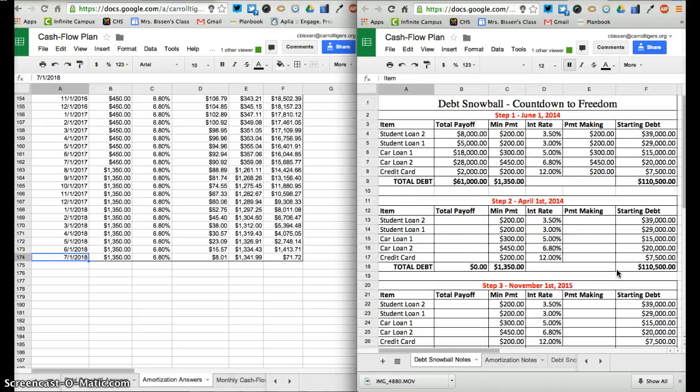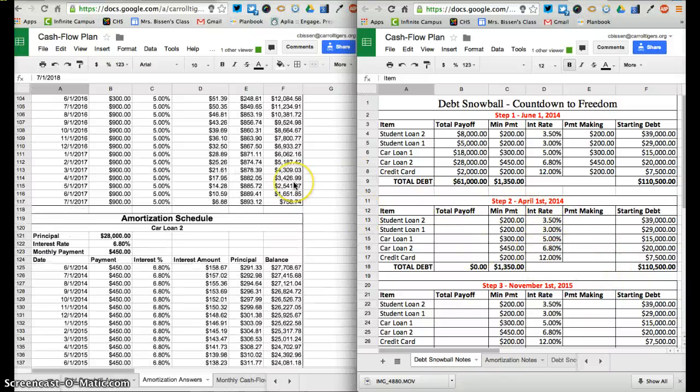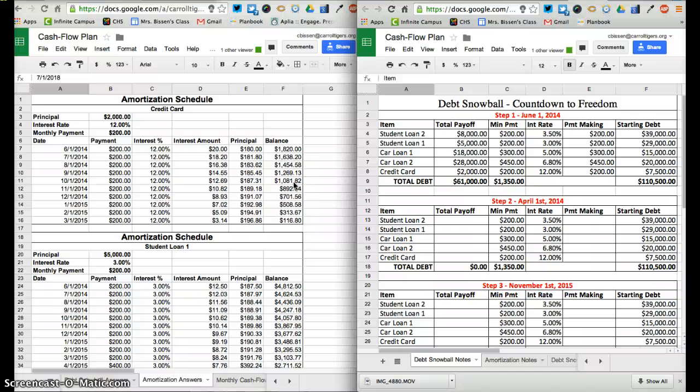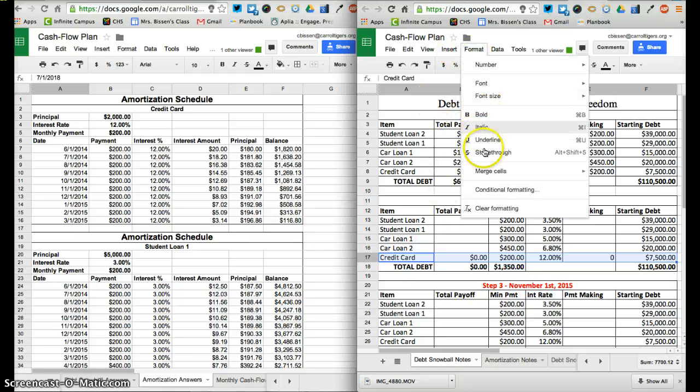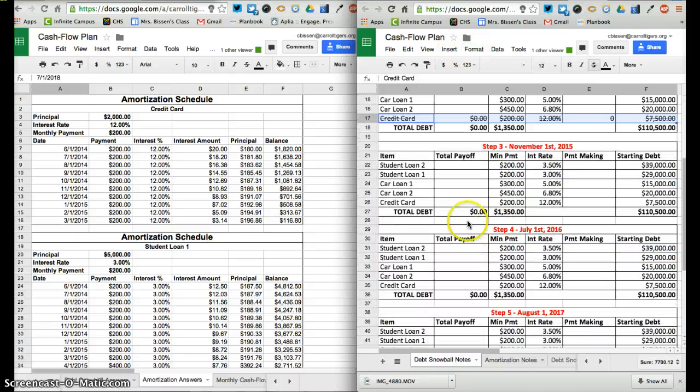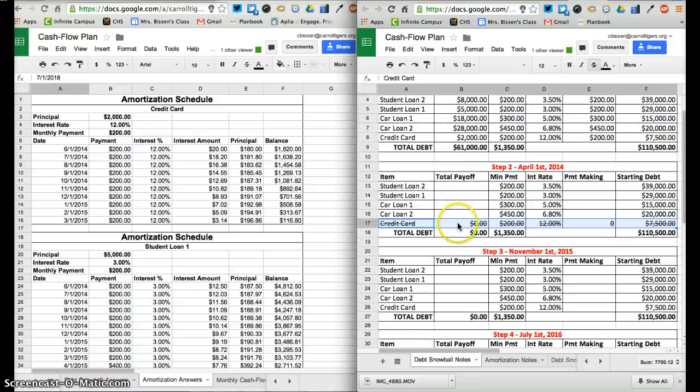Okay, so now that I have my dates, it will make it easier for me. So I need to look on April 1st and all my different debts. April 1st, 2015. Oh, this one's paid off, so I'm just going to put zeros in. And actually I'm going to highlight that row and strike through. So I know that on this step my credit card's paid off.